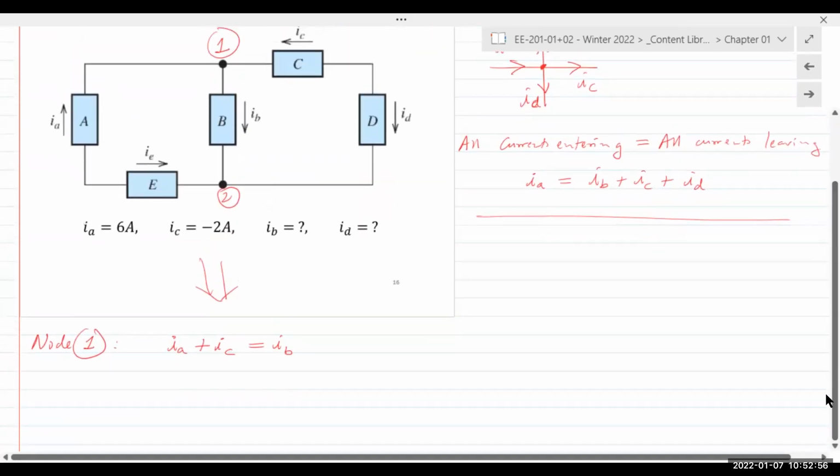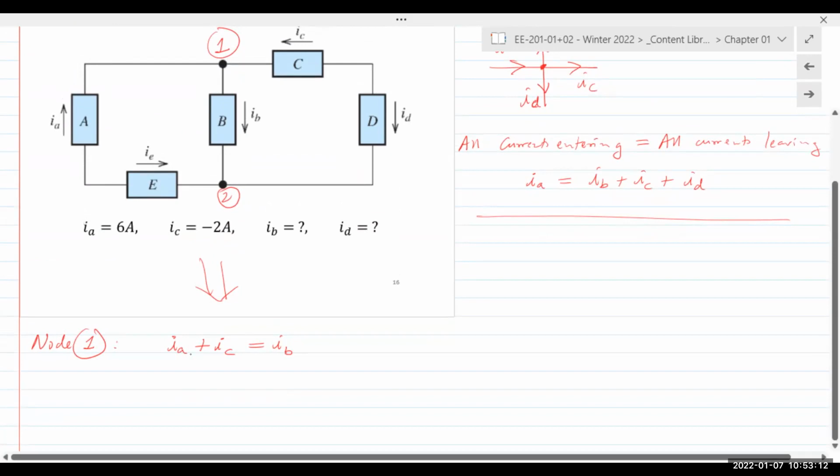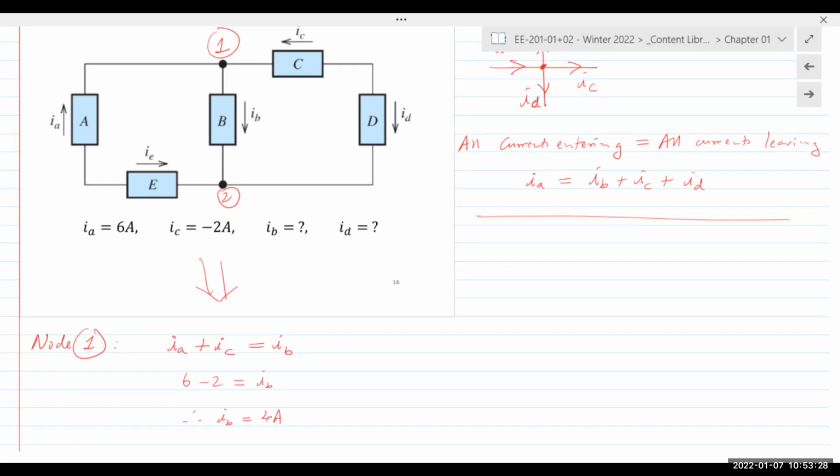Does everyone see that? Make sense, right? Easy enough. You have IA entering the junction, IC entering the junction, and then IB is leaving. And so IA plus IC is going to give me 6 minus 2, and therefore IB is 4 amps. Make sense? Any questions from anyone?